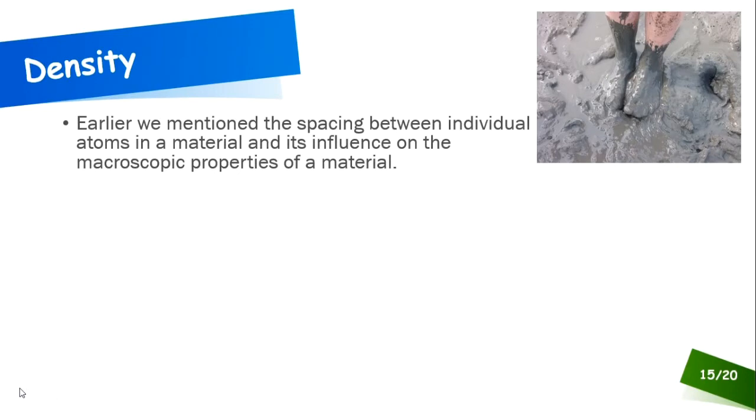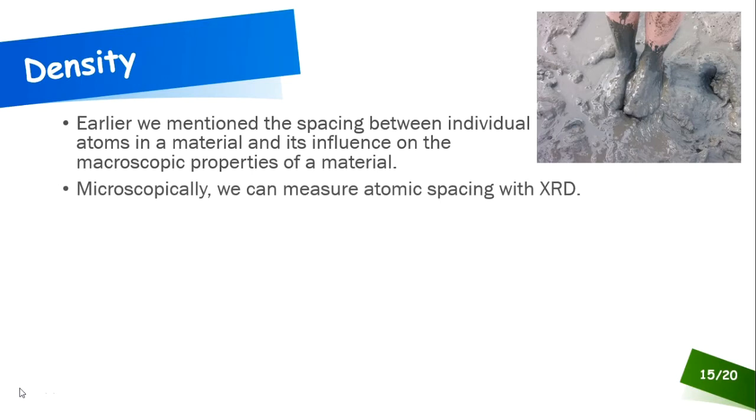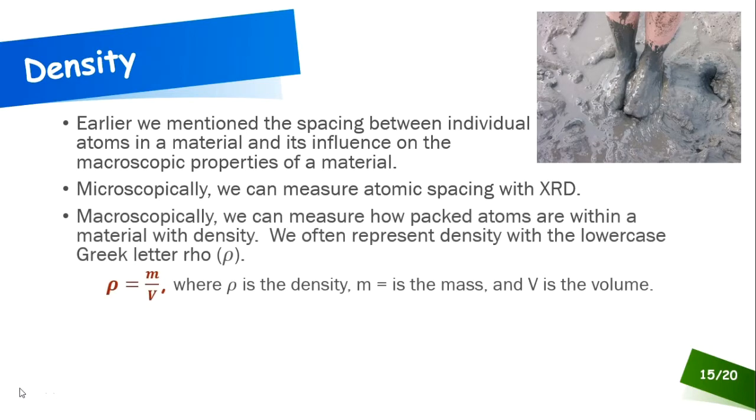Now that we've examined elasticity, let's look at the concept of density. Earlier we mentioned that the spacing between individual atoms in a material influences the macroscopic properties of that material. Microscopically, we can measure that atomic spacing with X-ray diffraction. Macroscopically, though, the measurement that we use is density, how packed in the atoms are relative to each other. And so this is what density is. We represent it with the lowercase Greek letter rho.